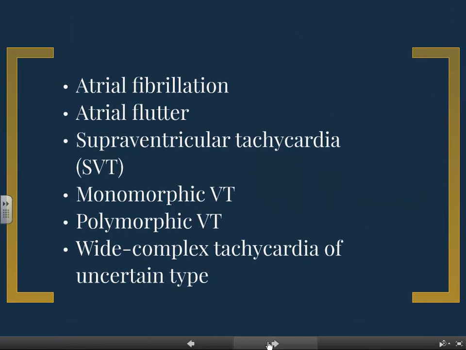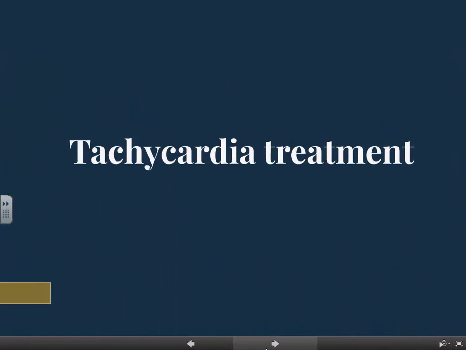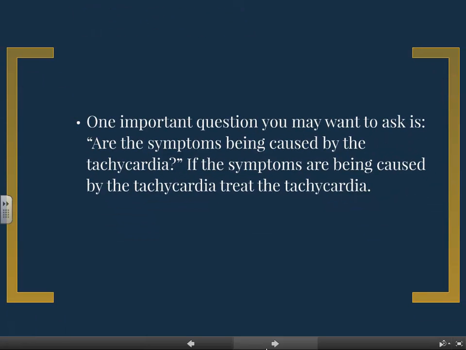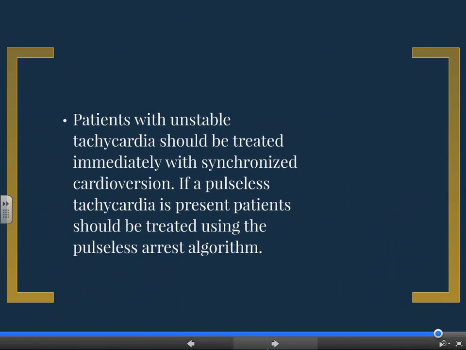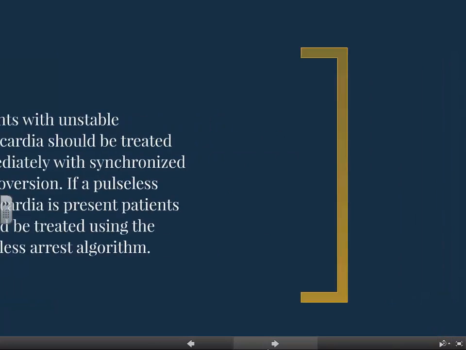So your strips that fall under that are your AFib, your A-flutters, your SVTs, and your VTACs. Your treatment. If they're stable, we're doing what? Vagal and then medications, right? If they're unstable, immediately cardiovert, right?